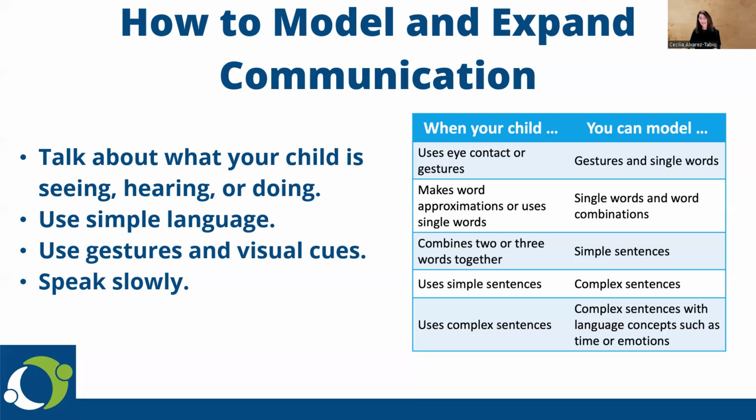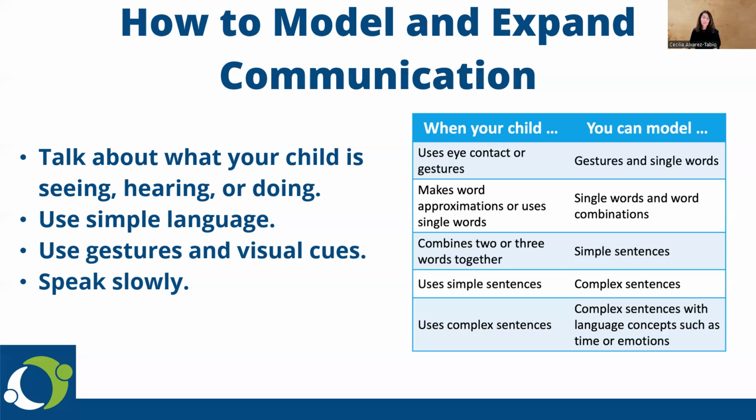When you talk to your child, use simple language to make it easier for your child to understand. So model communication skills that are only slightly more complex than how your child already communicates. For example, if your child uses mostly gestures, model gestures and a single word. Or like I mentioned earlier, if your child says car, you may want to add blue car, an additional word. The table on the slide suggests a simple language you can model based on the skills that your child has.